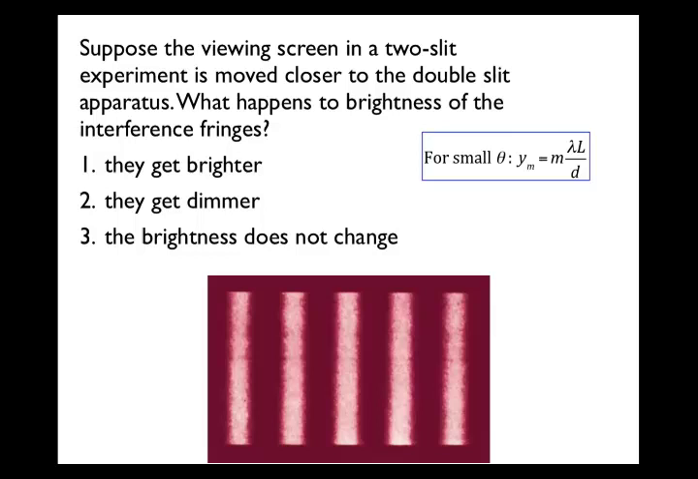The answer turns out that they get brighter, but this is not something that can be predicted from the equation here. Notice this has nothing to do with intensity. This only predicts the location of those fringes. And the argument that they will get brighter comes from the fact that this happens to all light. As light travels, it spreads out. The more it spreads out, the more diffuse it is, the less bright or intense it is at any given point. So if I move the screen back toward the double slit apparatus, I'll be closer to the source of those waves. They will be less spread out than they were before, but they will be more intense and therefore brighter.